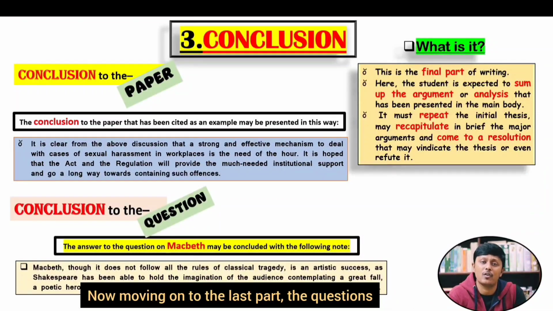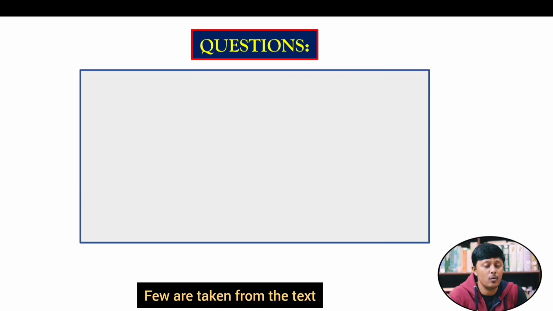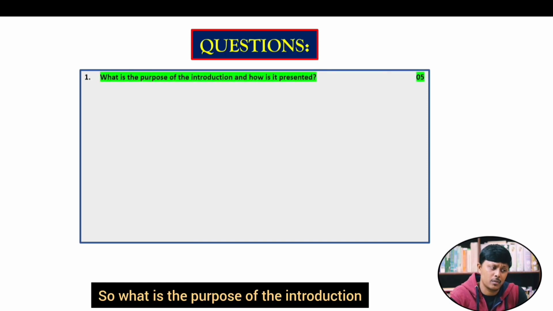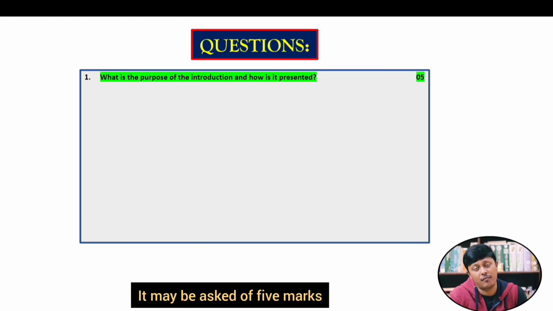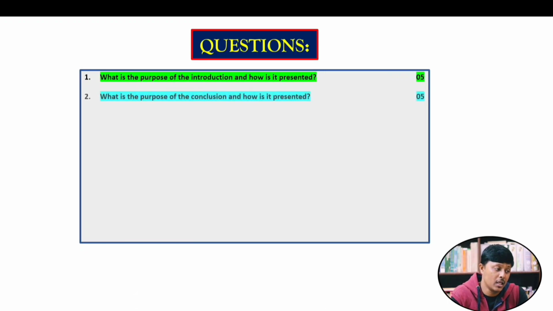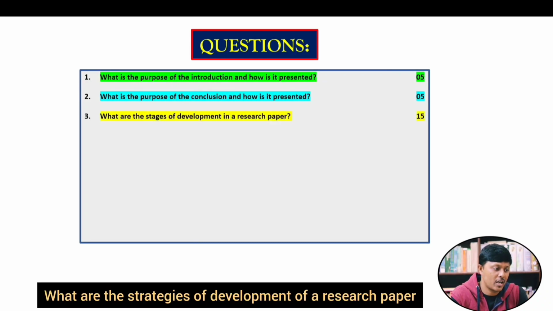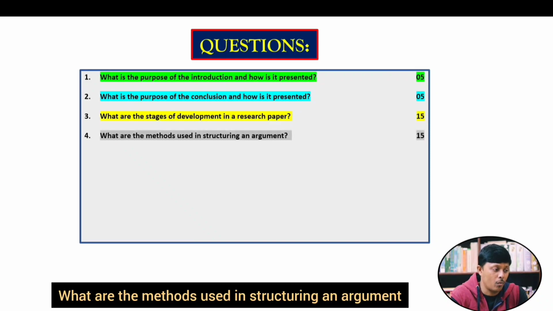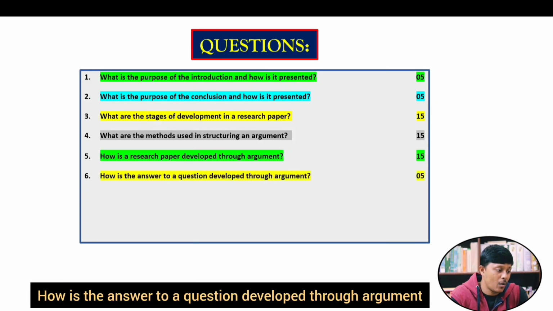Now, moving on to the last part, the questions. I have already suggested certain questions. Few are taken from the text or the resource, few are given from me. So, what is the purpose of the introduction and how is it presented? It may be asked for 5 marks, it may be asked for 15 marks. What is the purpose of the conclusion and how is it presented? What are the strategies of development of a research paper? What are the methods used in structuring an argument? How is a research paper developed through argument? How is the answer to a question developed through argument?